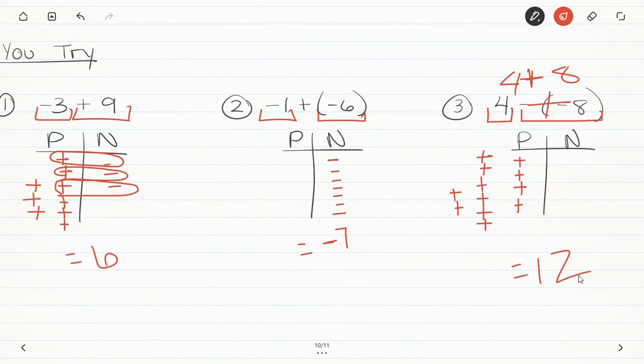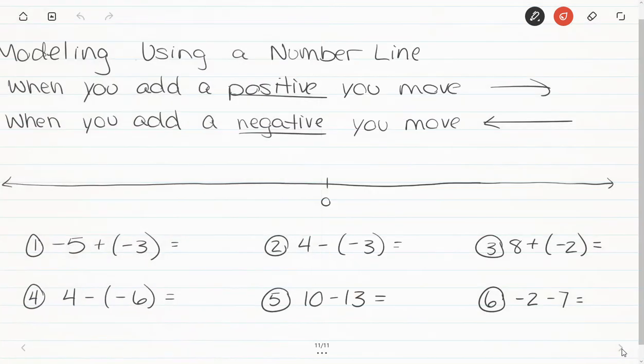All right, so now that we've learned how to model with pictures, let's learn to model using a number line. When we model using a number line, if you add a positive, you're going to move right because that's where all the positive numbers are. When you add a negative, you're going to move left because it's like subtraction. Negative and subtraction mean the same thing. So take a minute, write all this in, and then we're going to make our number line together.